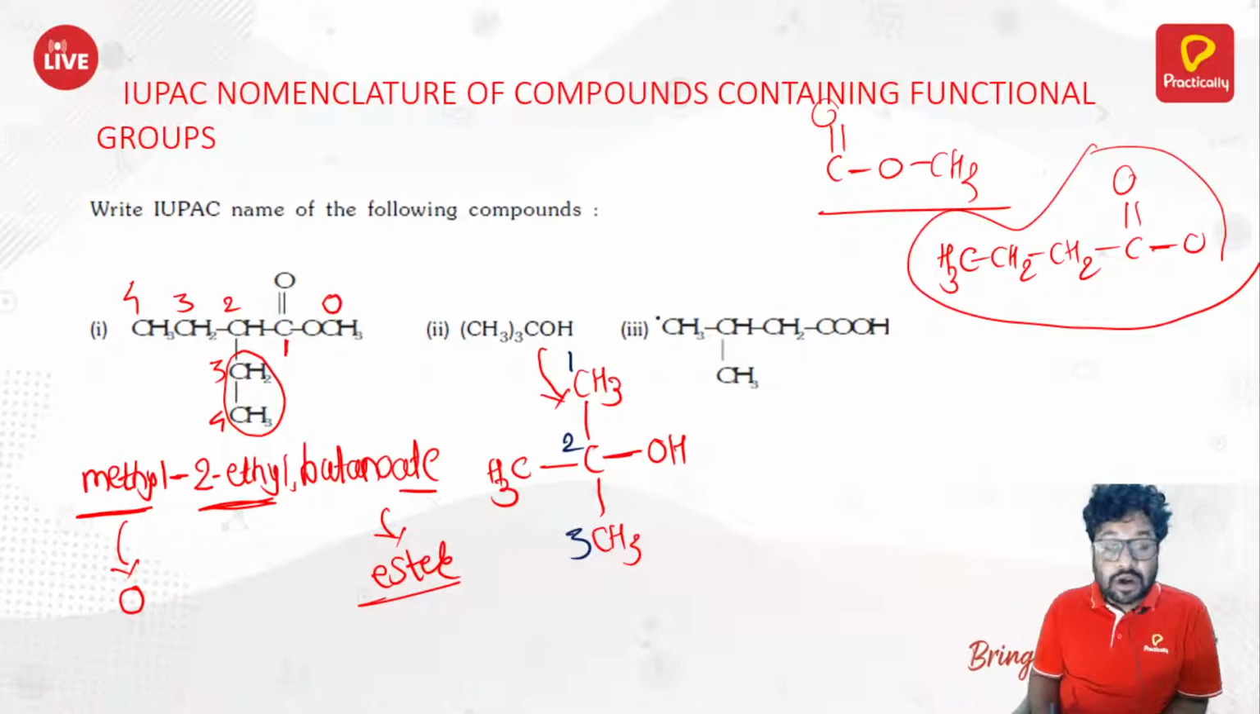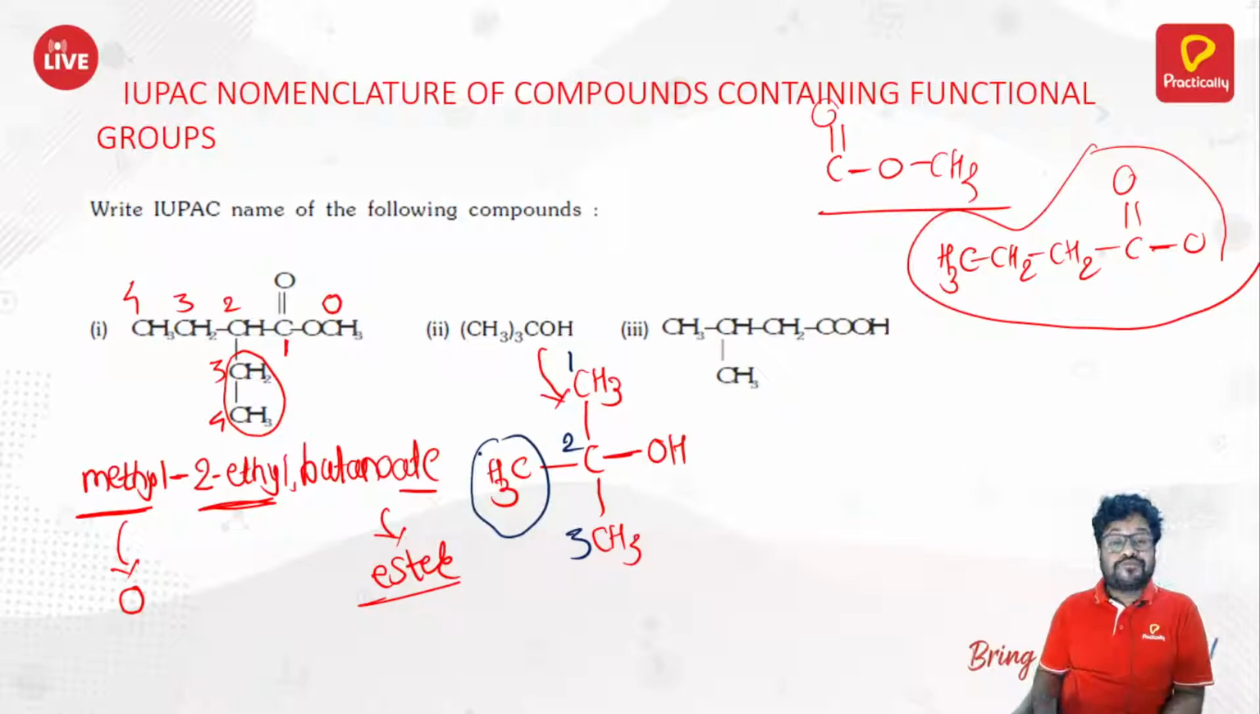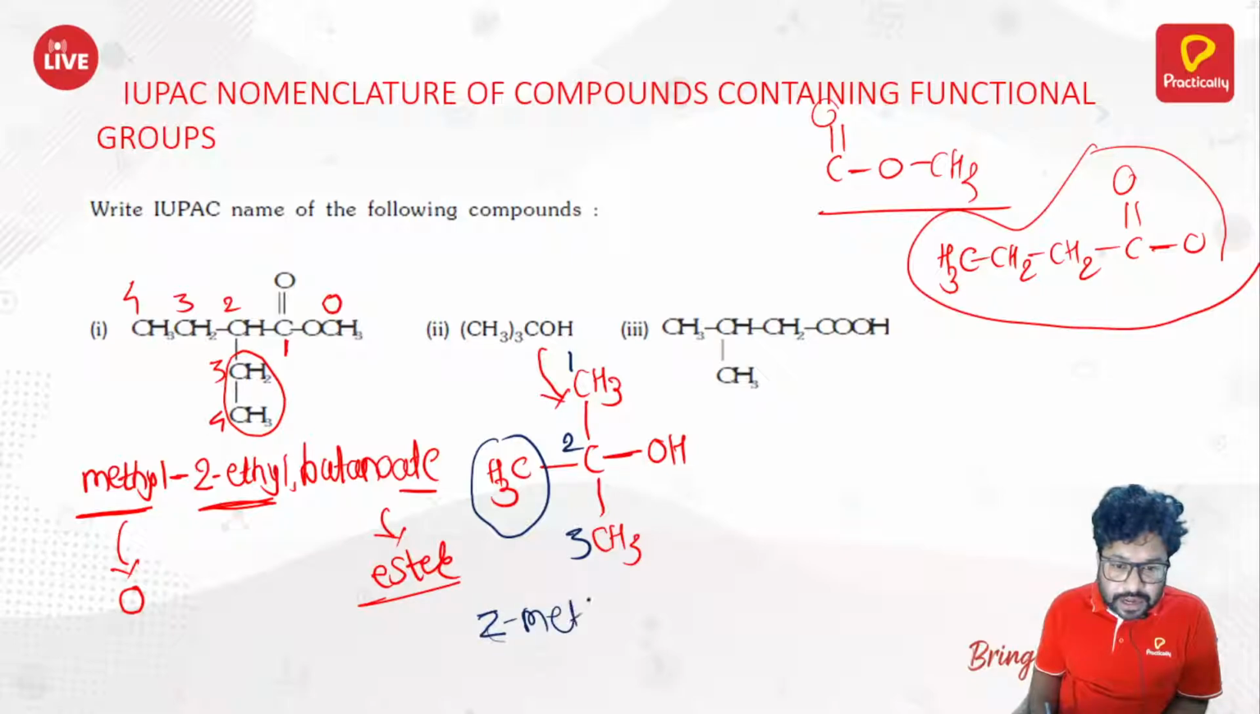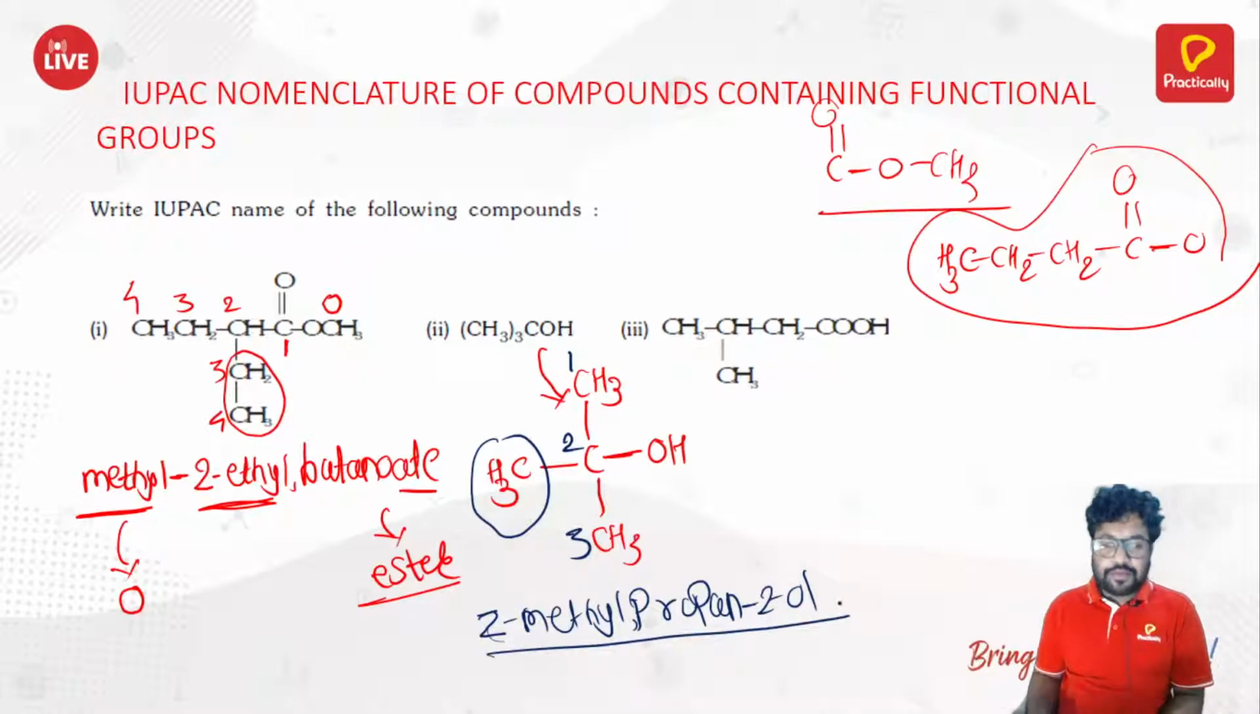OH is a non-chain terminating functional group. So you go by like this only: 1, 2, 3. Methyl is your substituent. Then how do you write it? 2-methyl, comma, propane. 2-methylpropan-2-ol. That's how you name it.